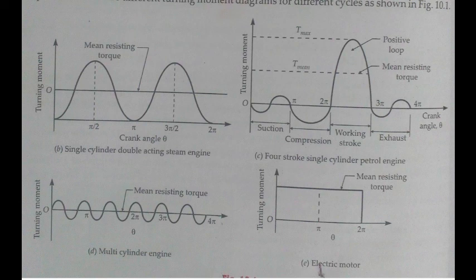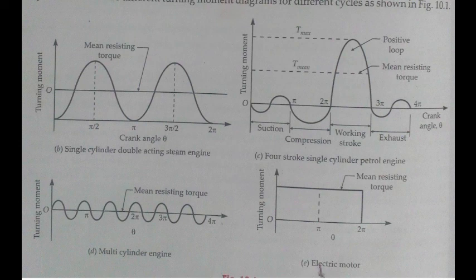During the suction stroke, the pressure inside the engine cylinder is less than the atmospheric pressure, so a negative loop is formed. Suction, compression, and exhaust are idle strokes. Mostly here you will get that work is done on the system. That means no power is produced.